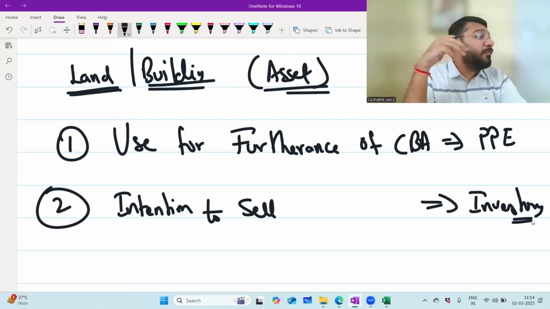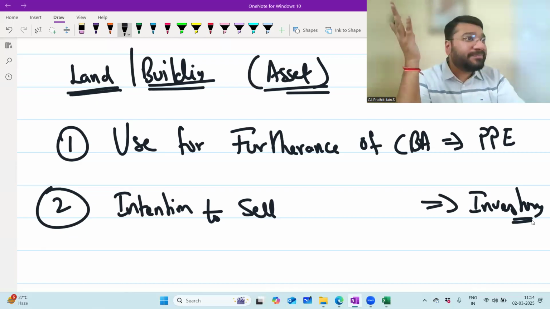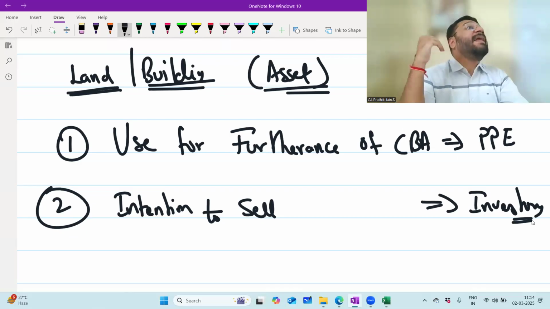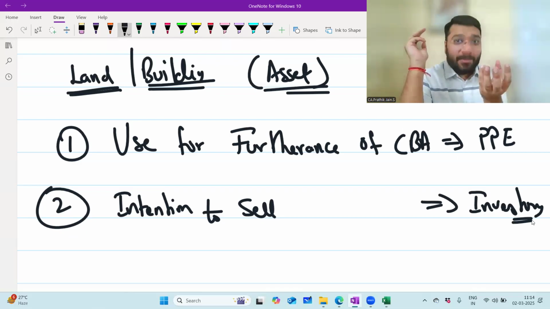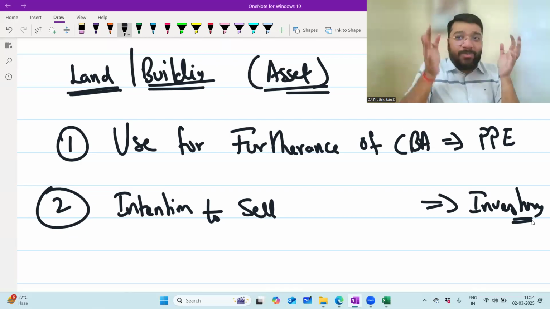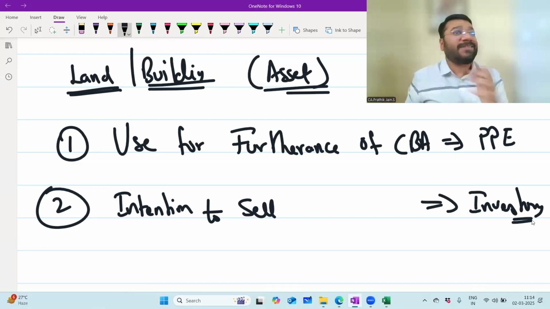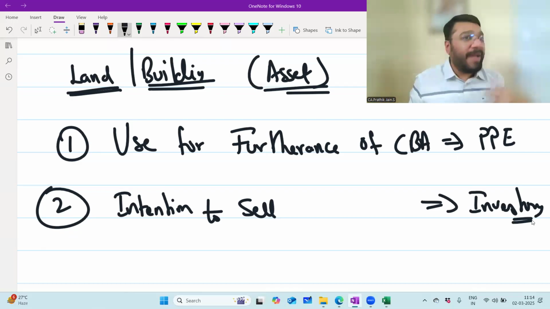Yes. For other people, land is investment. For real estate people, it's like how you have samosa to sell in your box. They have land like samosa in their box. So they buy land, sell land, buy land, sell land. So for them, it is stock in trade, inventory.